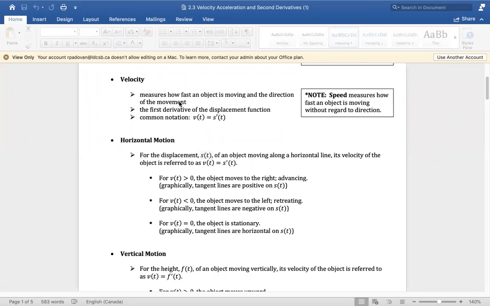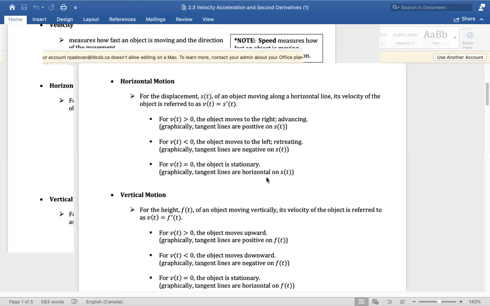In order to get the velocity, we're just taking the derivative of the displacement function. So if the displacement function is s of t, then s prime of t would be the velocity. Another way to write s prime of t, we are going to use v for velocity, v of t. Those would be equal to each other. So we are going to be talking about movement here in terms of the direction of movement for velocity. So here, let's talk about the direction.